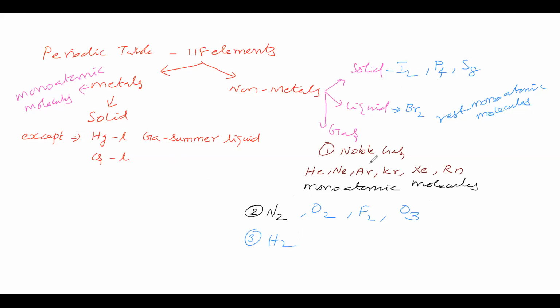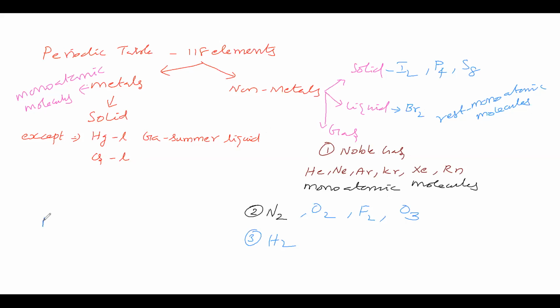So in the periodic table, what is the physical state of elements? First, gas: only these are gas. In liquid, this and this are the liquids. Remaining all are solids. So physical state is over.